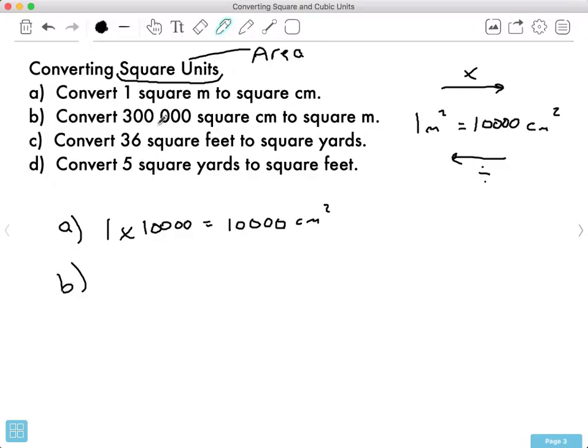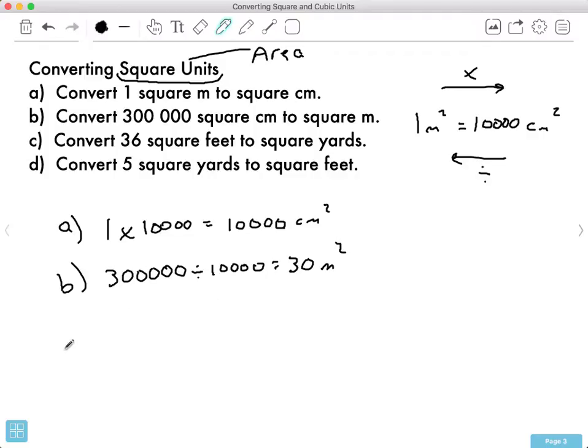If I want to convert 300,000 square centimeters to square meters, I'm now going from the smaller unit to the bigger unit, so I want to divide by the conversion factor. So I would take the 300,000 square centimeters and divide by the conversion factor of 10,000. And 300,000 divided by 10,000, doing that on your calculator, is 30. 300,000 square centimeters is the same as 30 square meters.